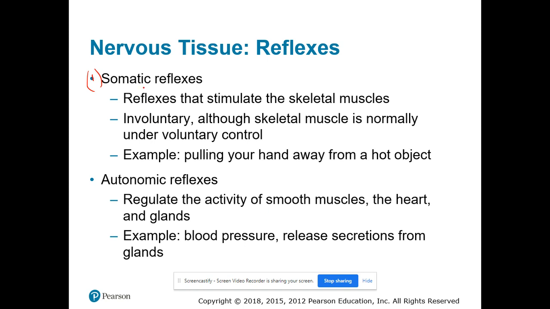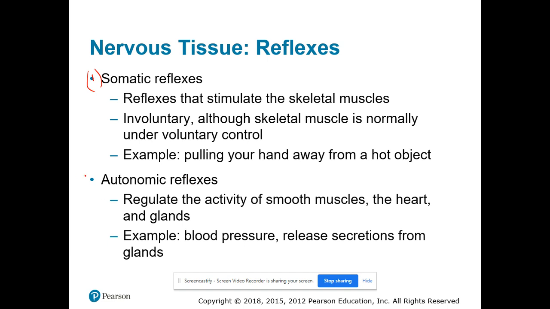If we remember and recall, the somatic nervous system stimulates skeletal muscles. So here, our somatic reflexes are going to be those reflexes that stimulate our skeletal muscles, such as the reflex of blinking or pulling away really quick from a hot object, or another reflex, your knee jerk. These are involuntary, even though they're controlling skeletal muscle that you have control over. So they're involuntary, although skeletal muscle is normally under your voluntary control. And again, a good example of this is pulling your hand away from a very hot object.